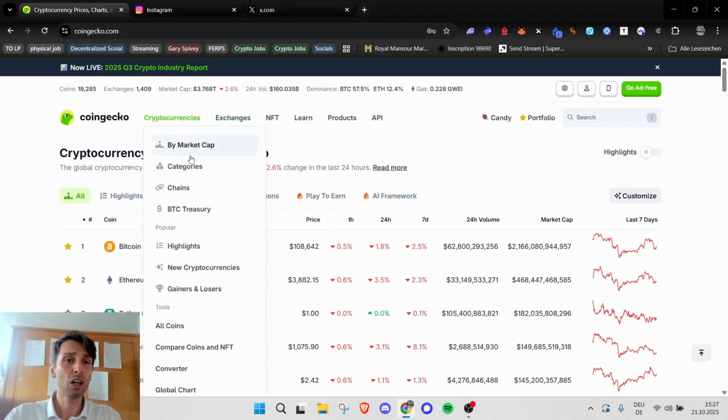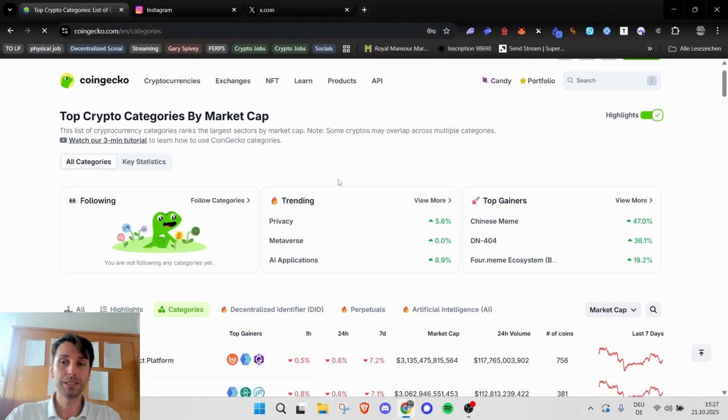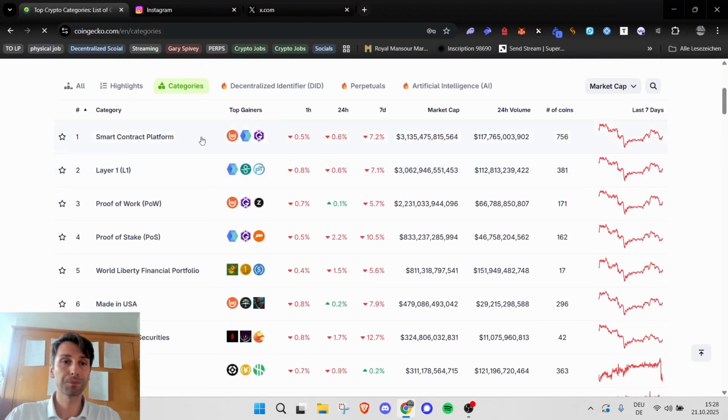In addition, we're going to use categories. Categories are a very, very interesting place to be, because as you will later understand, we will act upon certain theses. So we will set up a thesis. For example, we believe that in the future decentralized science will do very well. Or we believe that crypto x robotics is going to do very, very, very well.